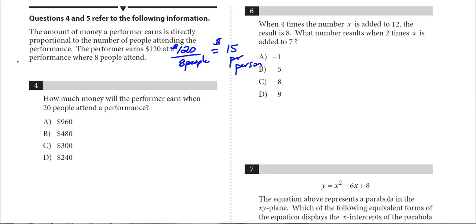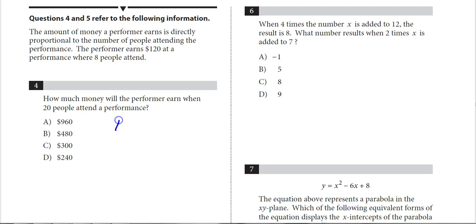So number 4 says, how much money will a performer earn when 20 people attend? Well, because of what I just did, if I have 20 people multiplied by $15 per person, that's going to come out to be $300. So that would be one way to solve this one. Another way to solve that one would be to set up a proportion. I'm really big on setting up proportions. I kind of like doing them that way.